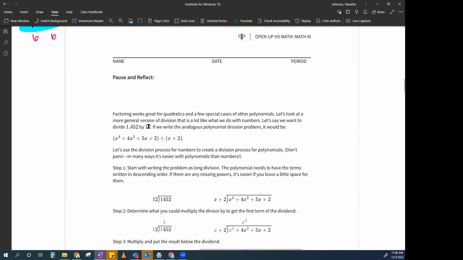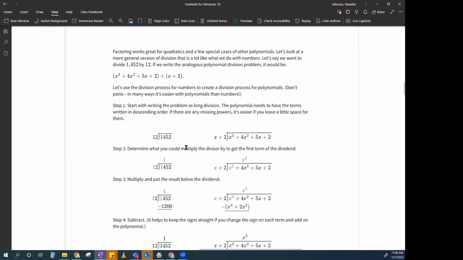Let's look at a more general version of division that looks a whole lot like when we used to do it with numbers. Let's say we want to divide 1,452 by 12. We would write an analogous polynomial division problem. 1,452 divided by 12. You guys all see that? Let's use the division process for the numbers to create a division process for polynomials. Don't panic. In many ways, it's easier with polynomials than with numbers.